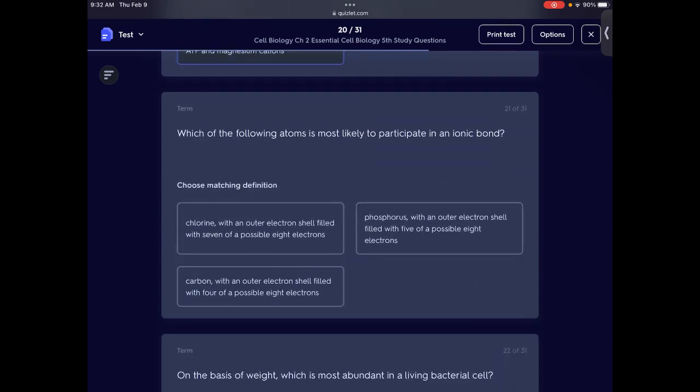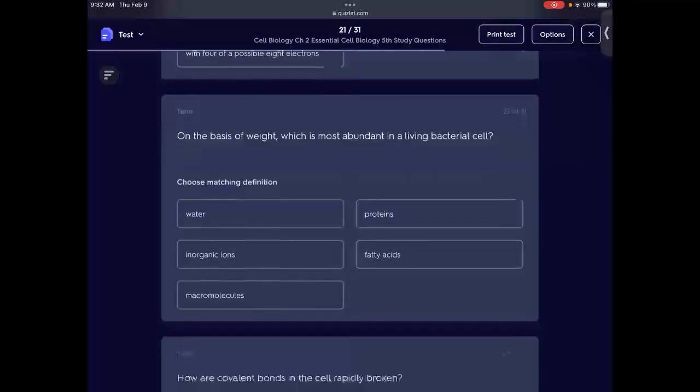Which of the following atoms is most likely to participate in an ionic bond? Chlorine with an outer electron shell, 7 possible. Carbon doesn't really do ionic bonds. Phosphorus, we don't really see any ionic bonds in phosphorus either, so it must be chlorine.